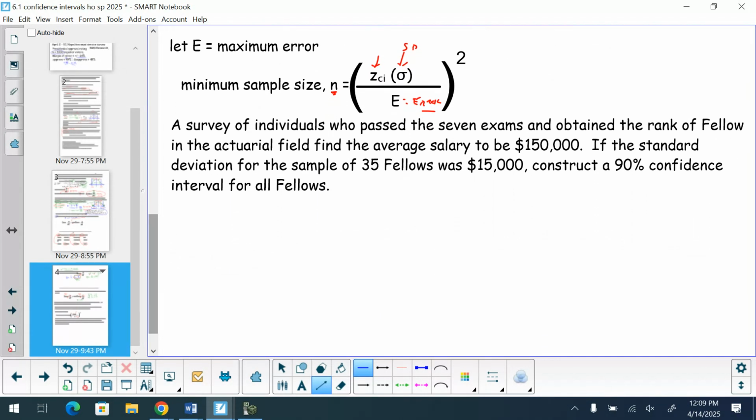Last thing, we'll go through a problem here. A survey of individuals who passed the 7 exams and obtained the rank of fellow in the actuary's field finds the average salary to be $150,000, which is probably more than that now. This problem's 10 years old, probably $200,000. If the standard deviation of the sample of 35 fellows was 15,000, construct a 90% confidence interval. Let's change this. Let's go 95%. Just to give us another value, let's go 99%.